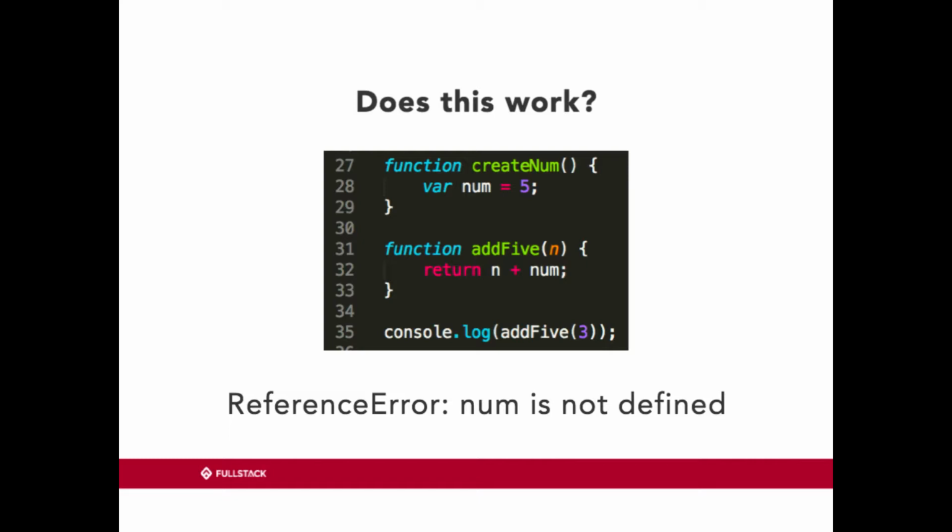So when we try to call this, what we're saying is, okay, great, I pass in a 3 plus num. Well, what's the value of num in this scope right here, in this add 5 scope? Right, it's not defined. Basically, nowhere did we ever say what num was, and when we try to add it, we're going to get an error.